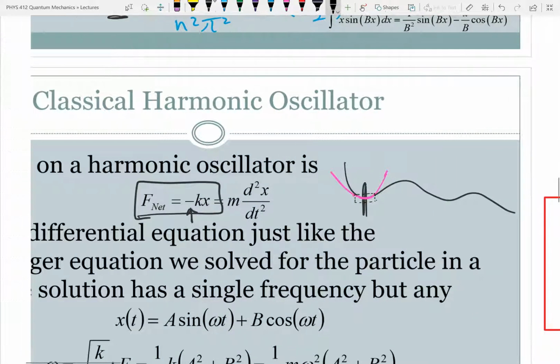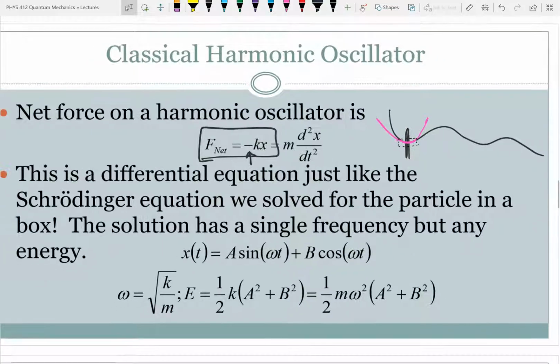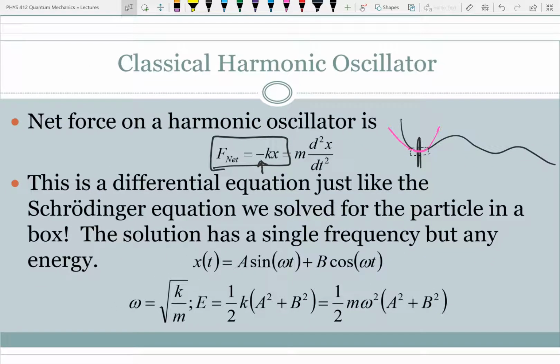Now, this one slide is my entire slide for the classical solution. The classical solution says that the position of a simple harmonic oscillator is going to be a sinusoidal solution. I put it here with a sine and a cosine. You could have put that as another amplitude, C times sine of omega t plus phi. That's equivalent as well. Still two constants, the amplitude constant and the phase constant. So they mean the same thing.